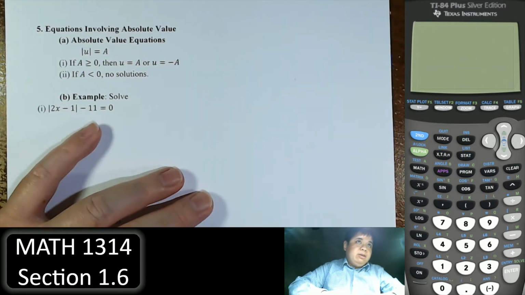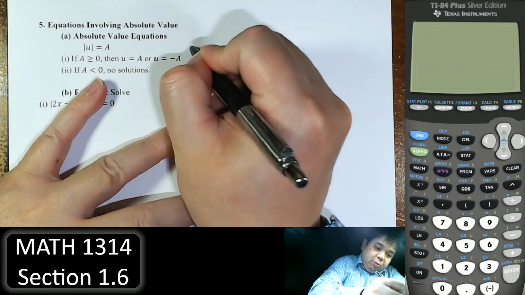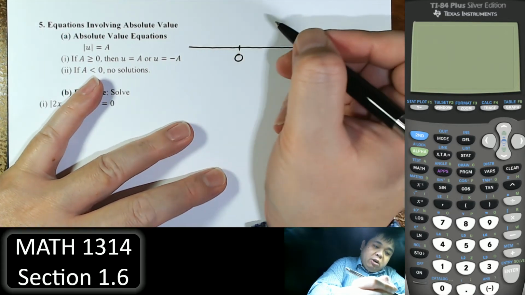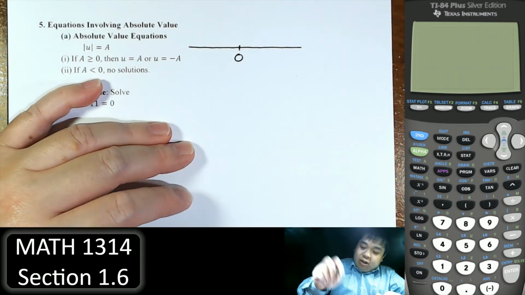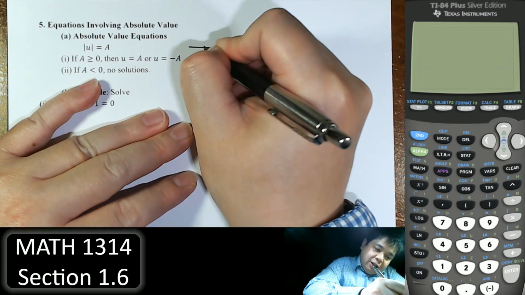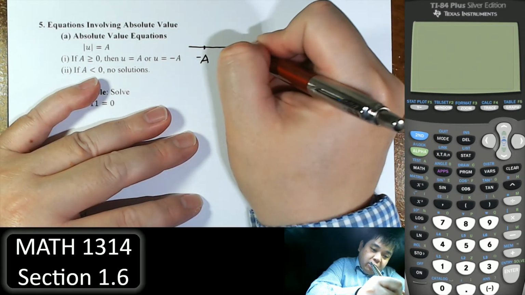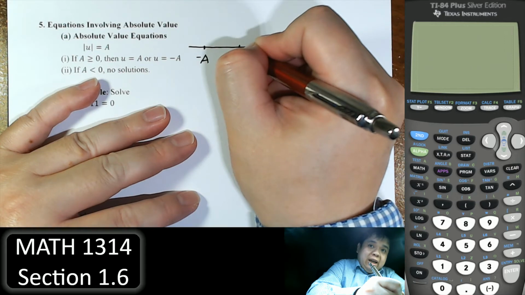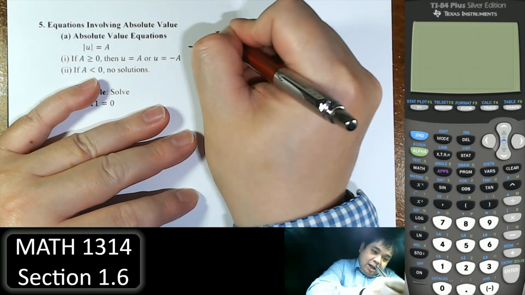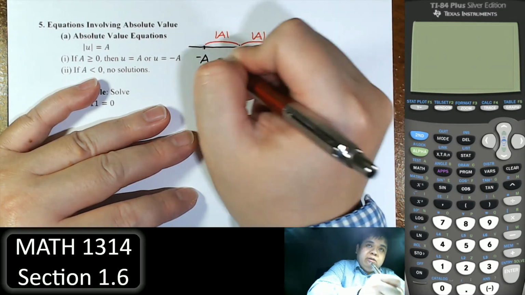Right. Number 5. An equation involving absolute values. Recall that on the number line, 0 is in the middle. On here we have 8, and the other side is negative 8. Absolute value is determined to be the distance to 0. So the distance from a to 0 is a, and the distance from negative a to 0 is also a. So if we talk about this distance, that is the absolute value of a, and this is also the absolute value of a, the distance to 0.